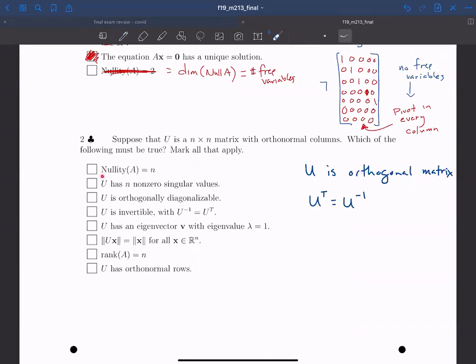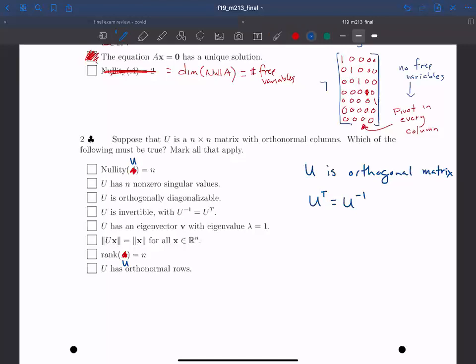So the first thing is the nullity of A is equal to n. Oh, this is a typo here. I don't know if this made it on the final. Okay, I think A should be U here, and I think A should be U here. That's a typo. I don't know if this is an older version that I'm looking at, but hopefully that was corrected. All right, so the first question is the nullity of U is equal to n.